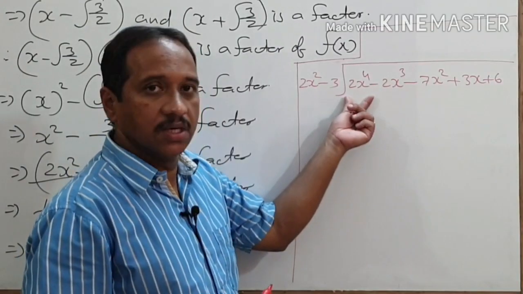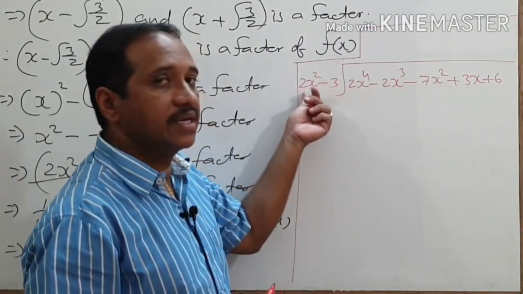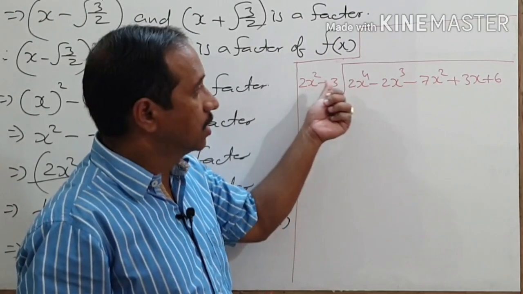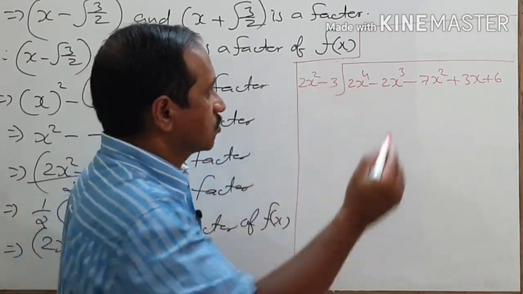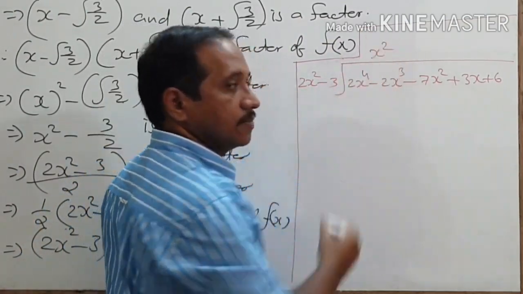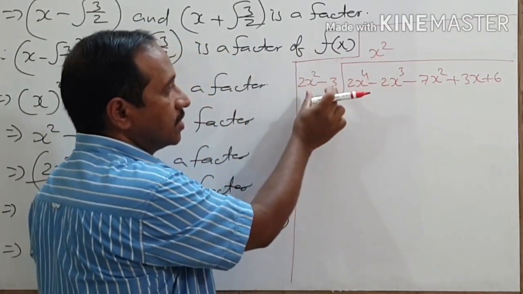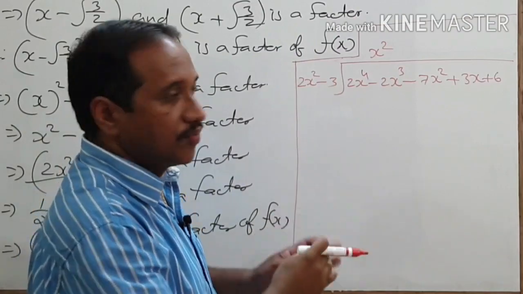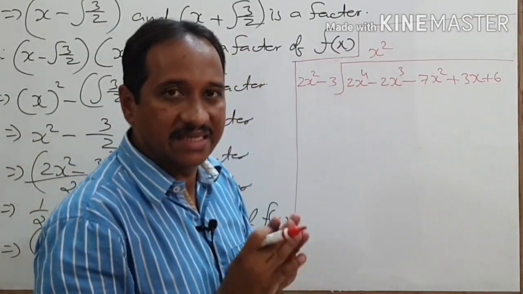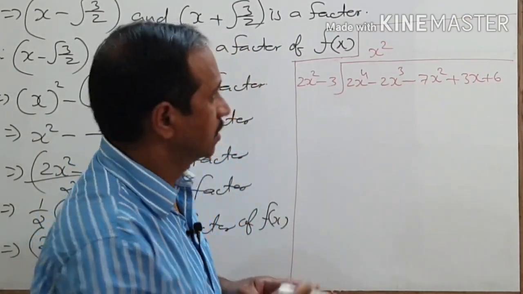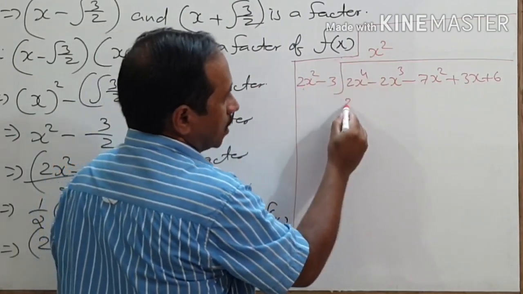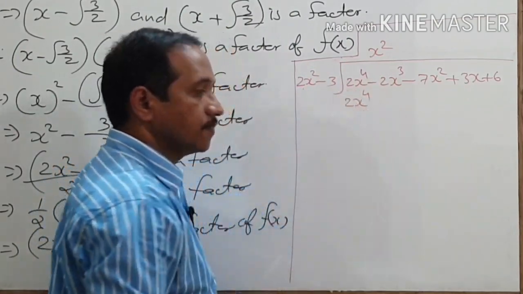Here the first term is 2x raised to 4, and here the first term is 2x square. 2x raised to 4 by 2x square is x square. Now we will multiply x square with each term of divisor and will write under the respective terms in the dividend. X square into 2x square, 2x raised to 4.